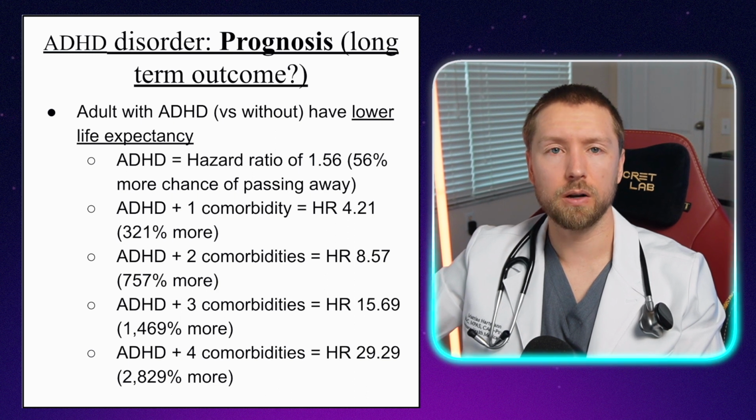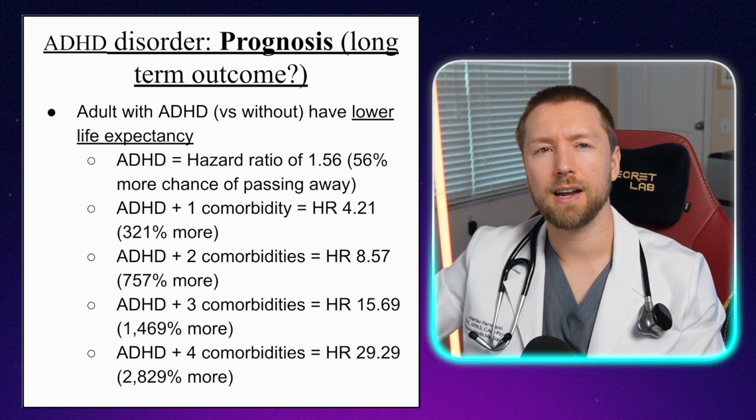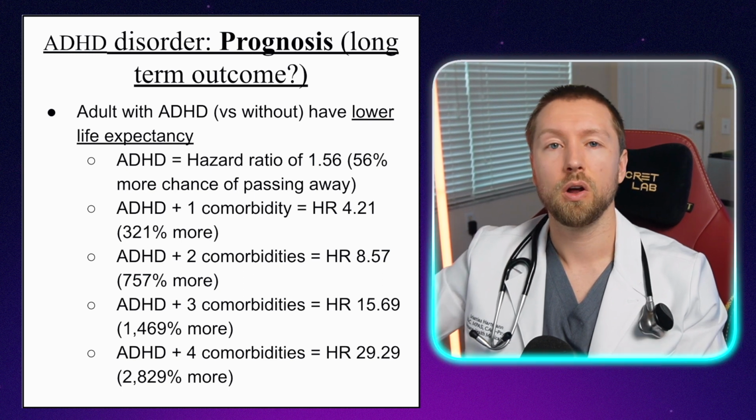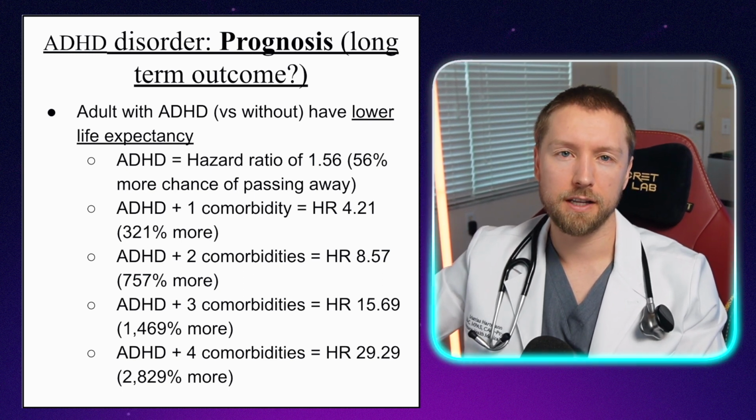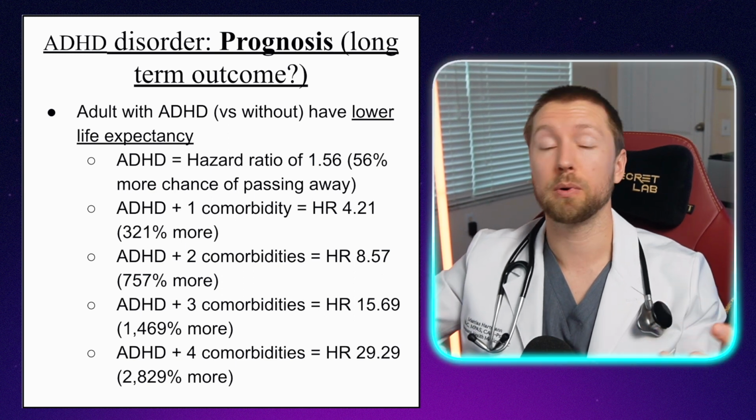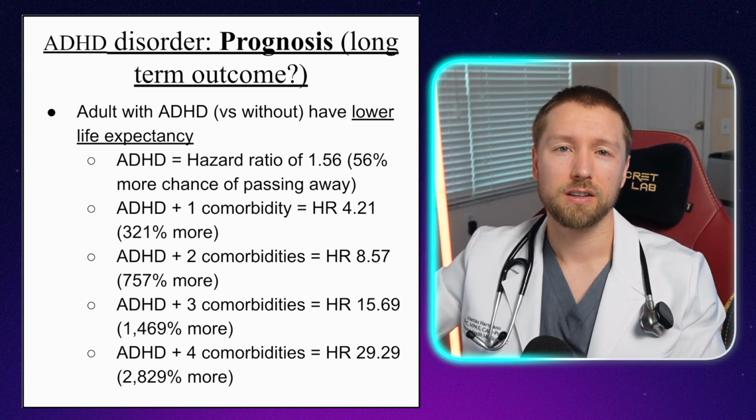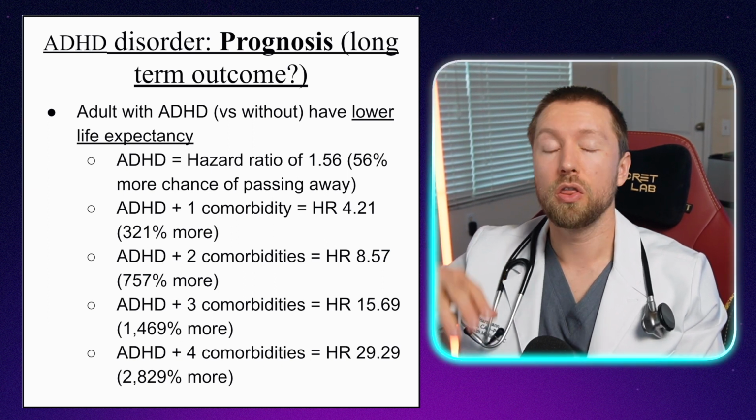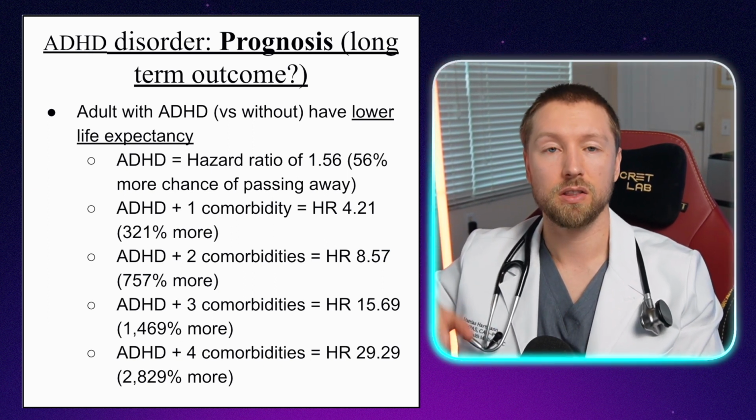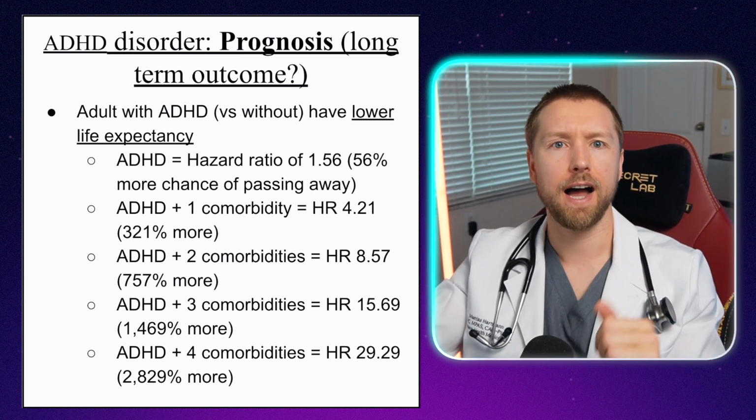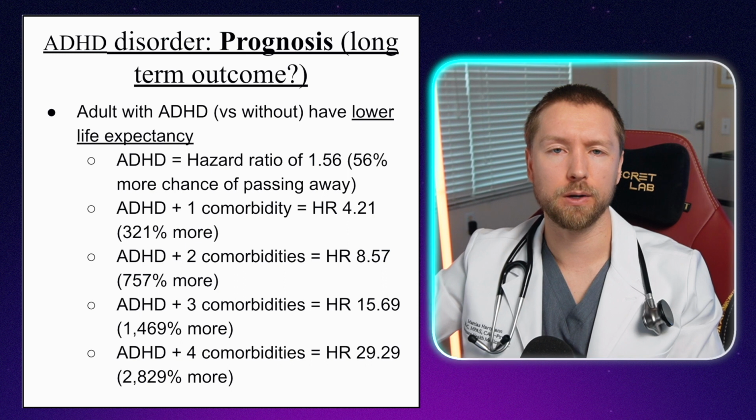Now, it is known that adults with ADHD have a lower life expectancy. It's not exactly known why that is, but it's theorized to be because of the increased impulsivity, which might cause the person to engage in risky behavior. The more comorbidities the person has with their ADHD, the higher their risk of passing away is.